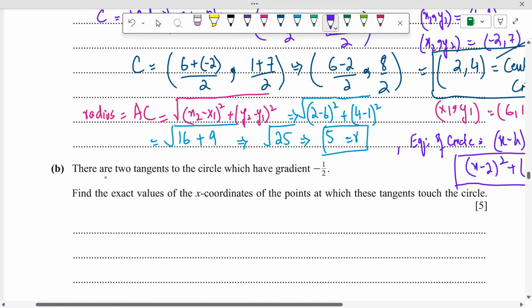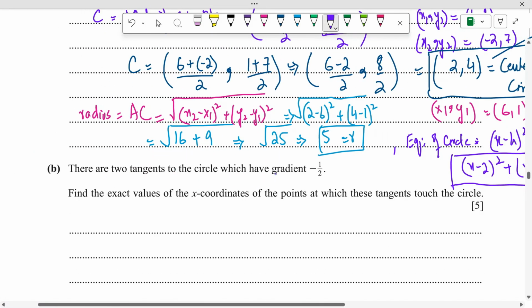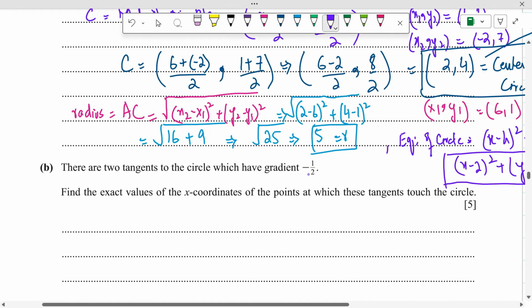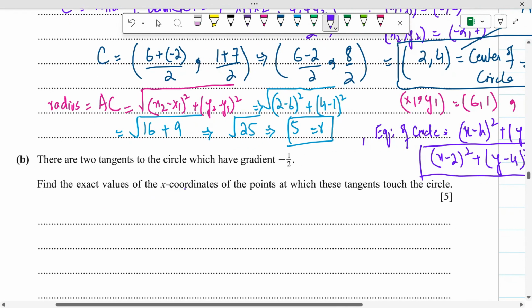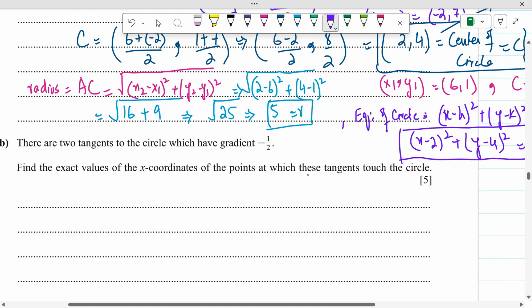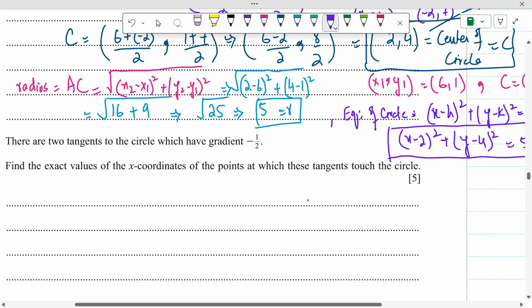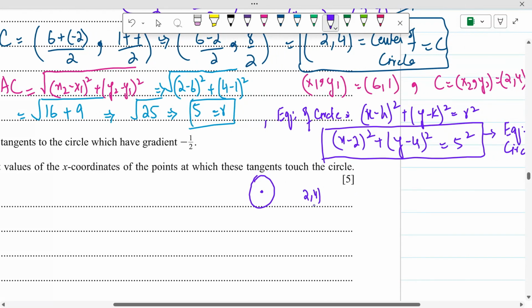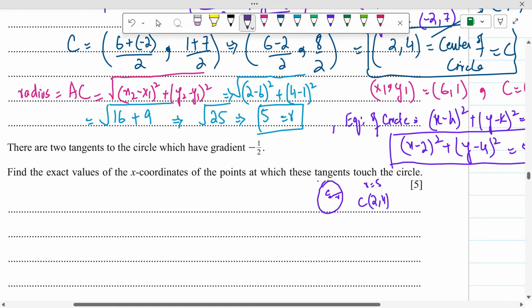Part B: there are two tangents to the circle which have gradient negative half. Find the exact value of the x coordinate of the point at which these tangents touch the circle. Okay, we have the circle which has the center (2, 4), and we have the radius r, which is 5. This is the radius, and there are two tangents, for example this one and this one, which have the gradient of negative half.